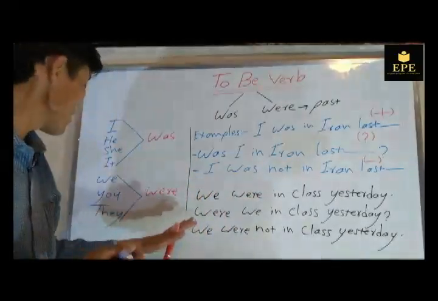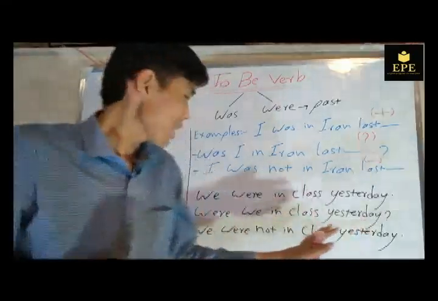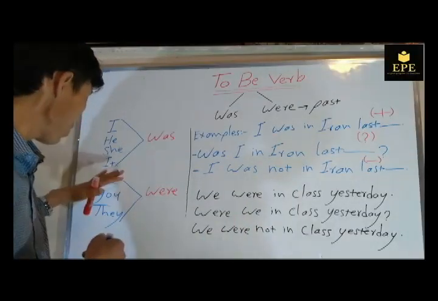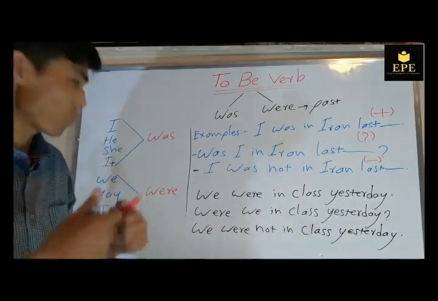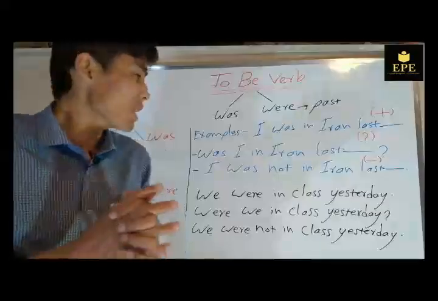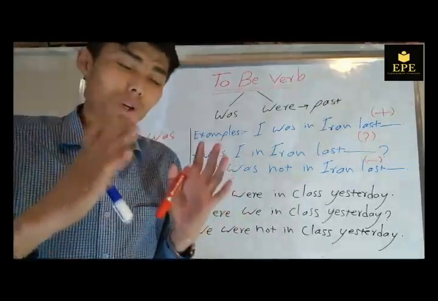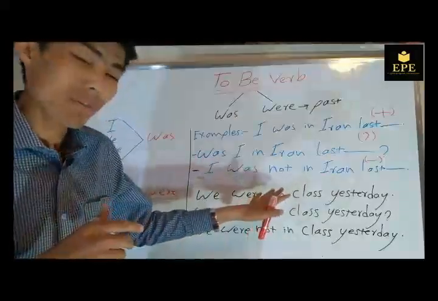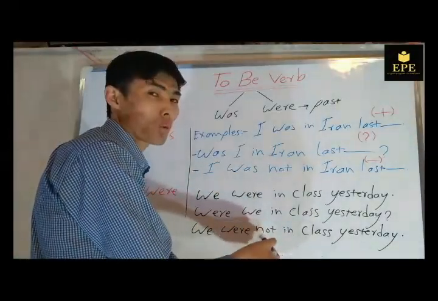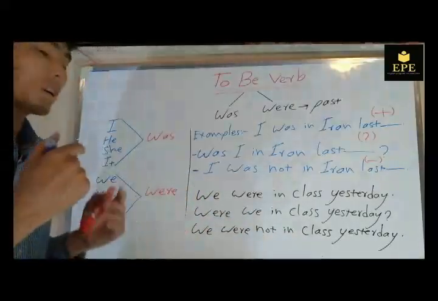Or you can say, were they in class yesterday? Instead of we, just use you or they. For all of them, we can use what? Were. And the last one is about the negative sentence. In negative sentences, it's also very easy to change from a positive sentence to the negative one. We just add "not" after "were", and it will change by itself to the negative one.